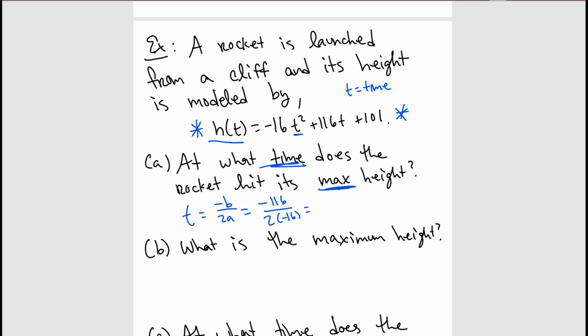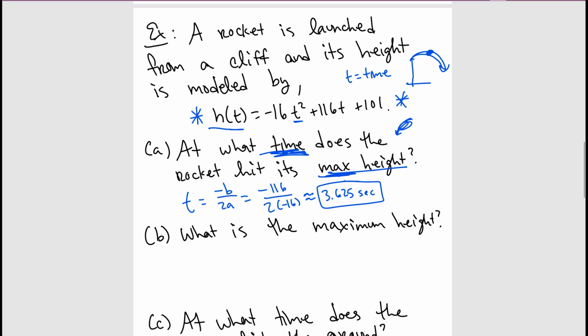So this is going to be negative 116 divided by 2 times negative 16. And what I end up getting is approximately 3.625 seconds. I think this is in seconds. This is the time that it goes to its maximum height. So the rocket's going to go up, right? Oh, it's from a cliff. Sorry. From a cliff, the rocket's going to go up, right?